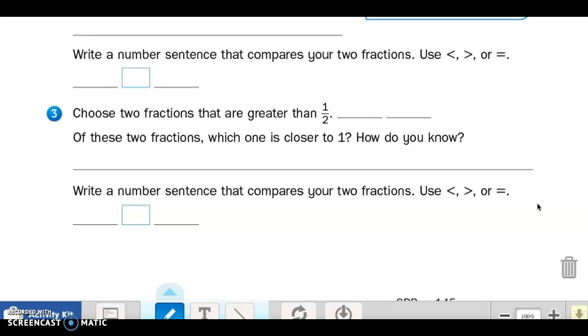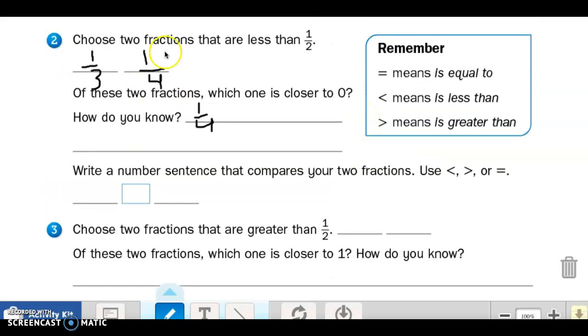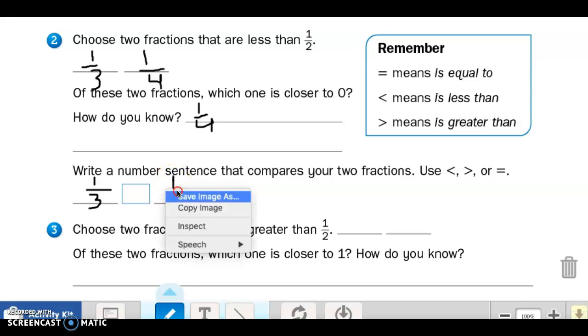Now it says write a number sentence that compares your two fractions. Use the less than, greater than, or equal sign. Well, we're working with these two fractions, so I'm going to copy them down. Okay, I don't know what happened there. 1/3, 1/4. Oh, there we go again. Okay. Technology, people. We're working with it. Okay. So I have 1/3 and 1/4.